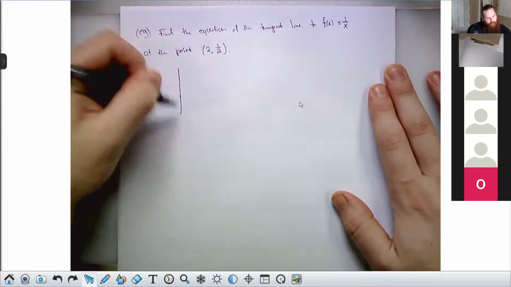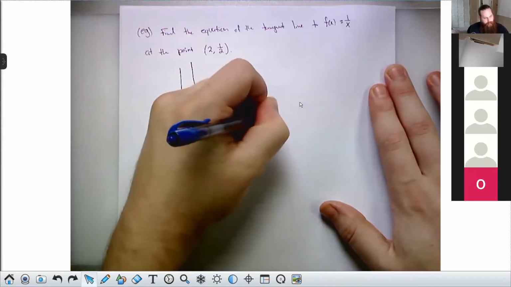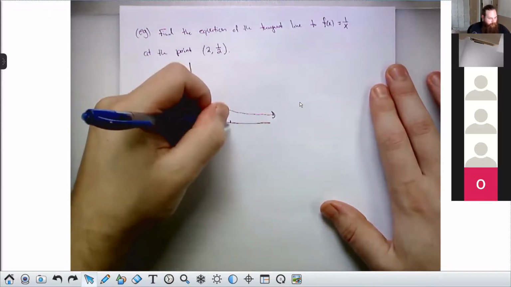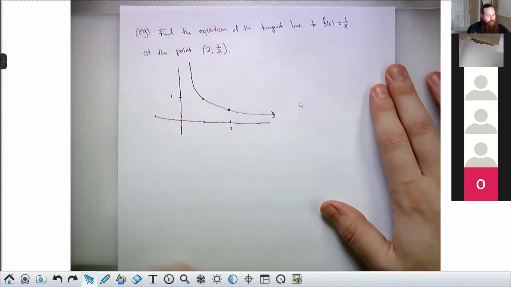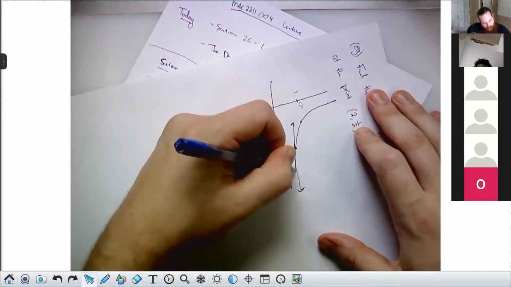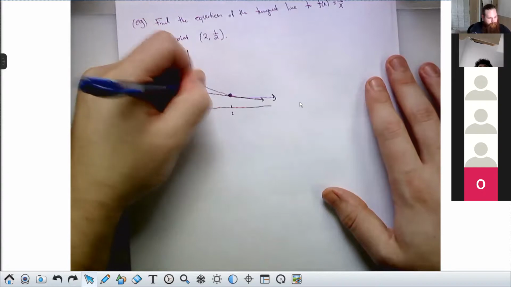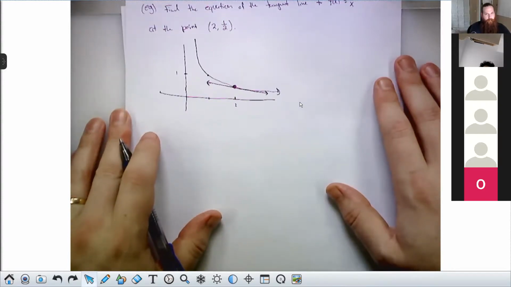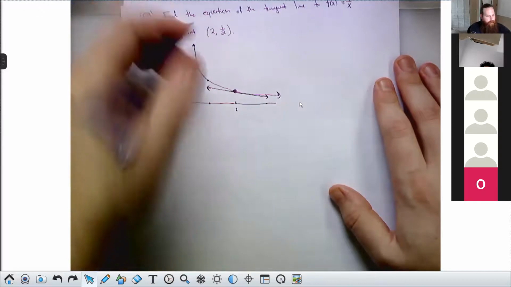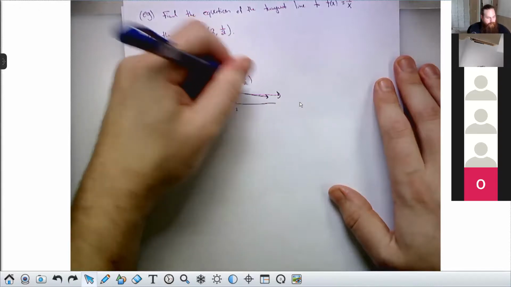In other words, you know what 1 over x looks like. It looks kind of like this. Here is 1, 1. And over here is 2, 1/2. I want to know what's the equation of this tangent line. Right. So can everybody picture it? This curve is the original, that's F. I want to find the equation of the tangent line to F at this point, which is 2, 1/2.